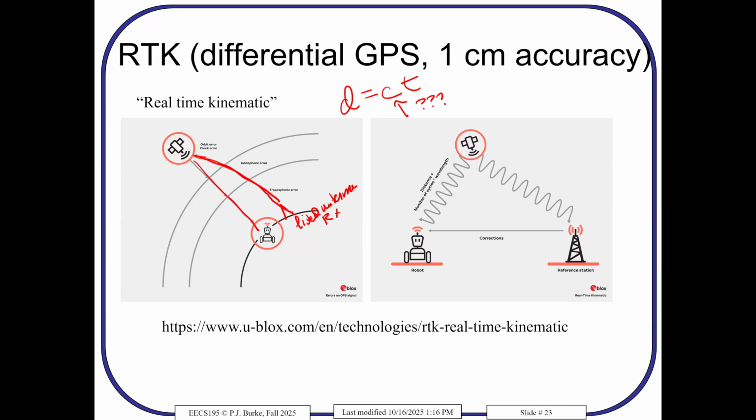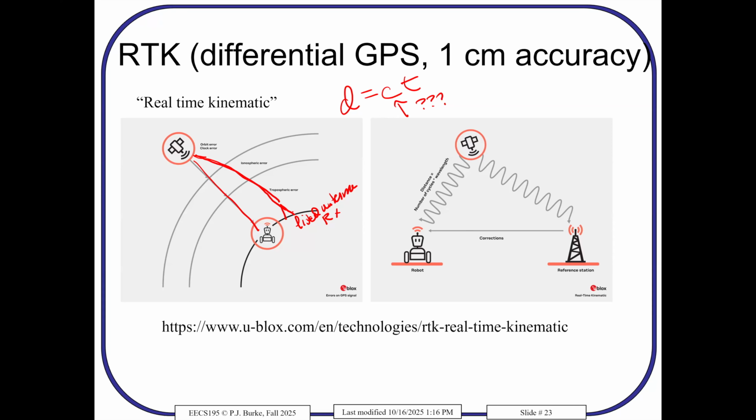You know the time it took to get to the fixed point, and the speed of light for that one is similar to the speed of light coming to you, almost identical. And mathematically, then you can back out your location relative to the fixed point. Neither of you know where you are absolute, but both of you know where you are relative to each other very, very accurately. So that fixed point is called a reference station.